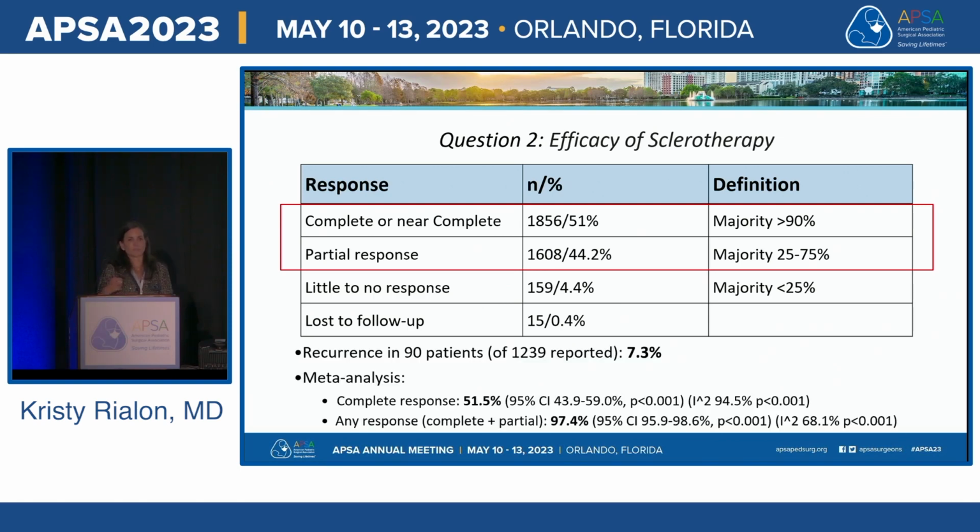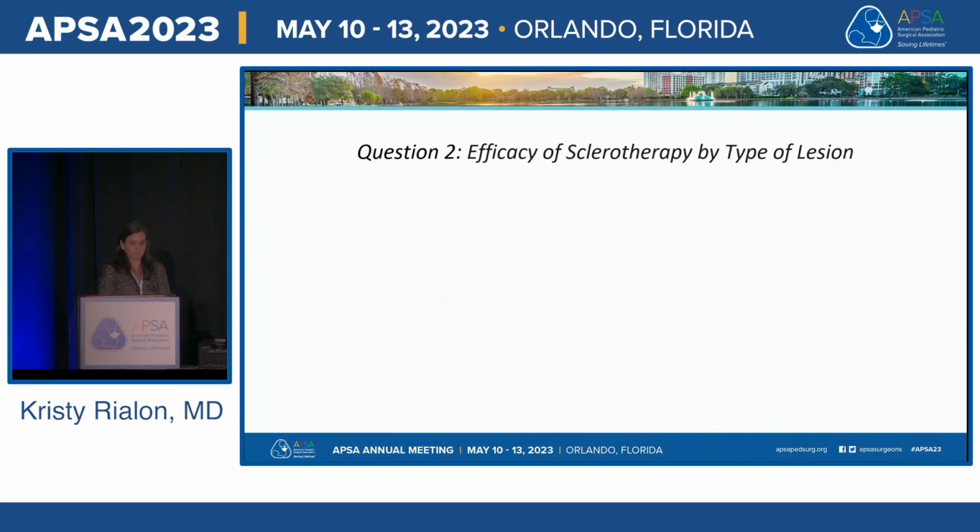Recurrence is a difficult term to define, I think, for sclerotherapy because often these patients require multiple episodes to achieve that complete or partial response. But overall, the recurrence rate was 7.3%. We did a meta-analysis, and it was very similar to the above table with a 51.5% complete response, and 97.4% of patients had any response.